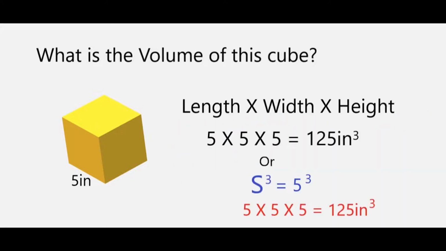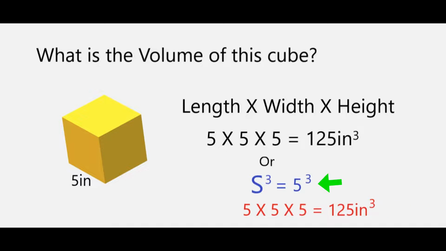So that means each side, length times width times height, would end up being 5 times 5 times 5, which would equal 125 inches cubed. You can write that in another way. You could write it as the sides cubed, which would be written as 5 cubed, which also means 5 times 5 times 5, which is still the same as 125 inches cubed.